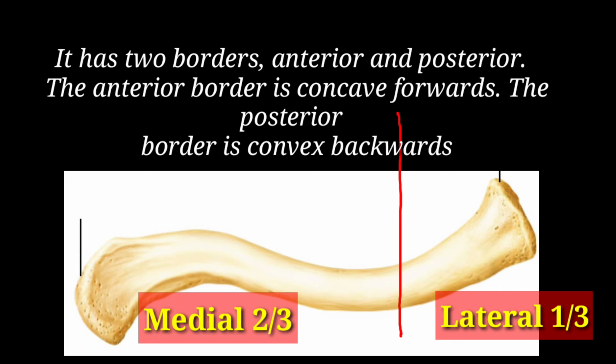First we are discussing about lateral 1/3. Lateral 1/3 has two borders, anterior border and posterior border. Anterior border is concave forward and the posterior border is convex backward.